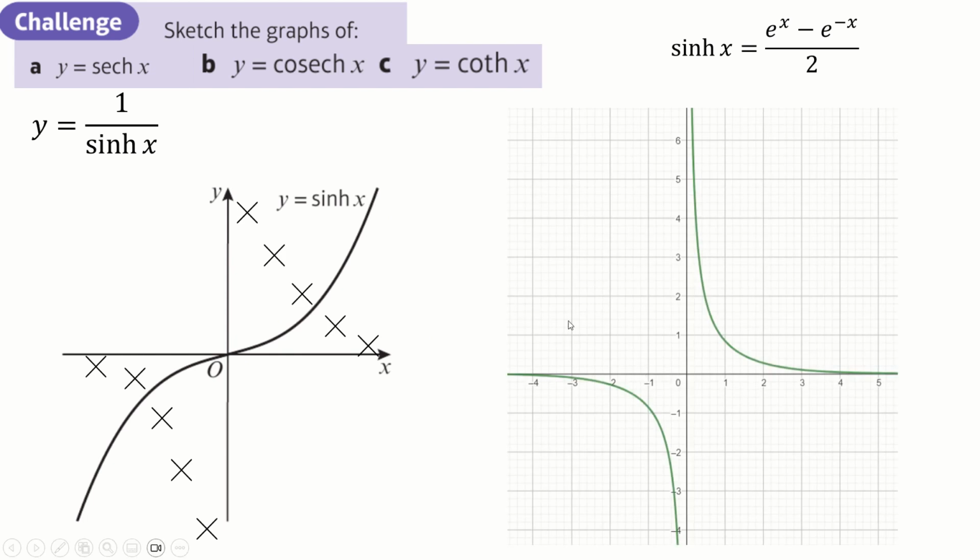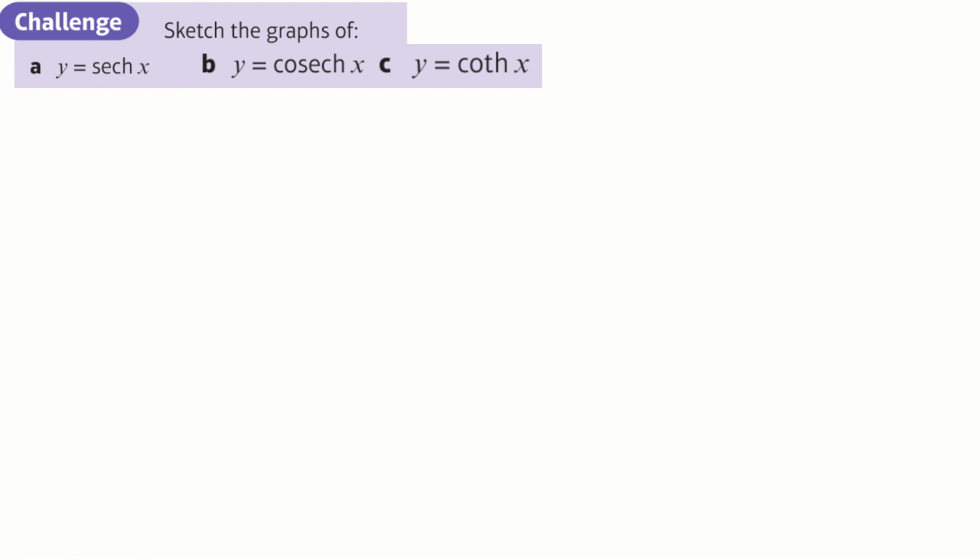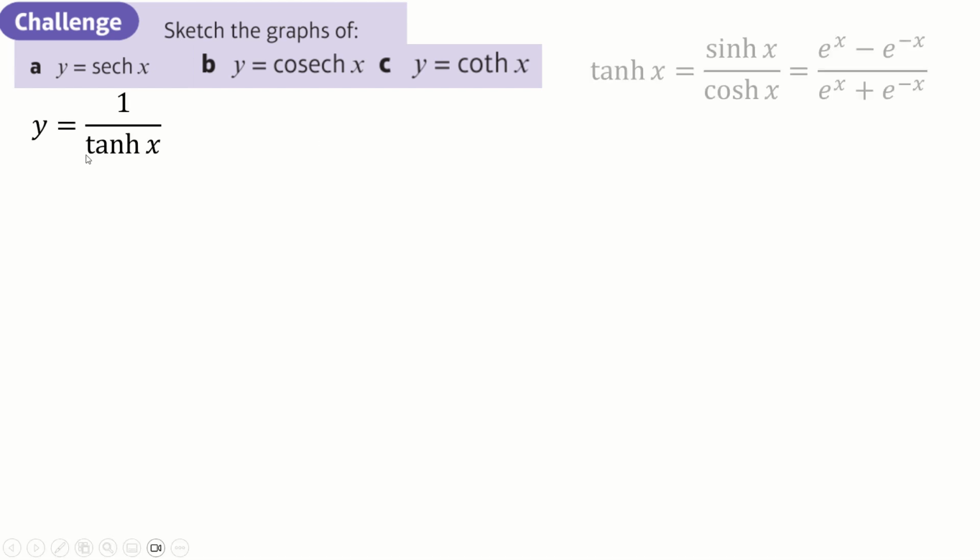Good, so that's cosech, and then coth. So that's 1 over tanh. Now, tanh, the book doesn't tell me what that looks like, so I will figure it out real quick. It's sinh over cosh, which is this over this. The 2's cancel, the divide by 2's. Now, there's a few things I can say about this. Firstly, if x is 0, this is 1 minus 1, which is 0 on top, and so therefore tanh is 0 at 0. So it goes through the origin.